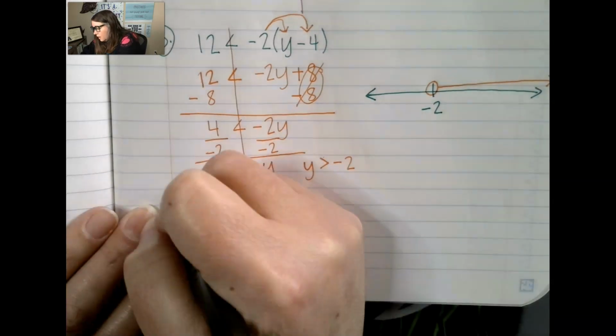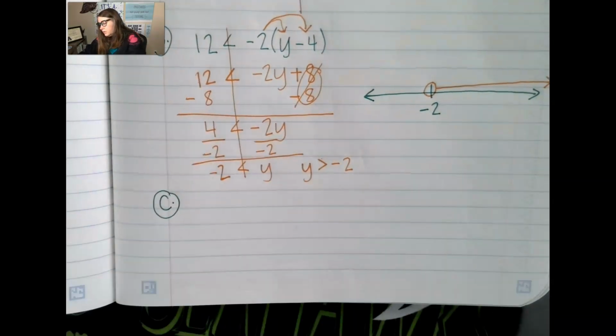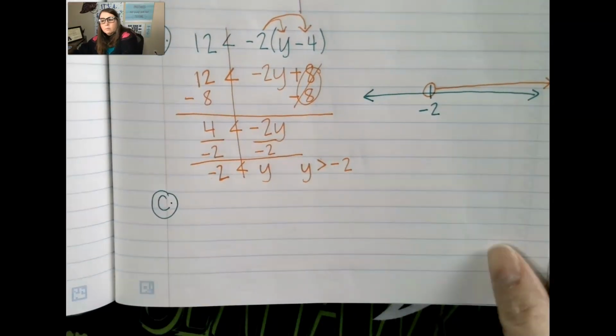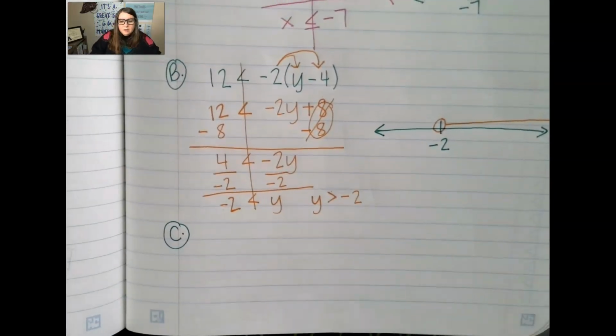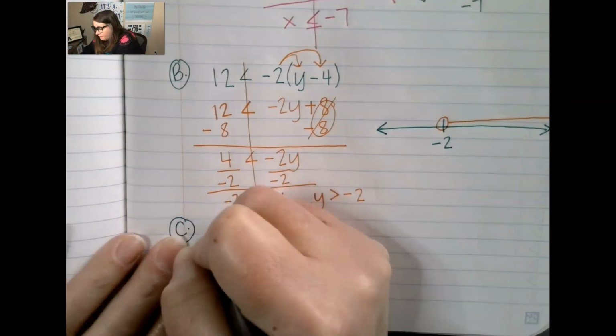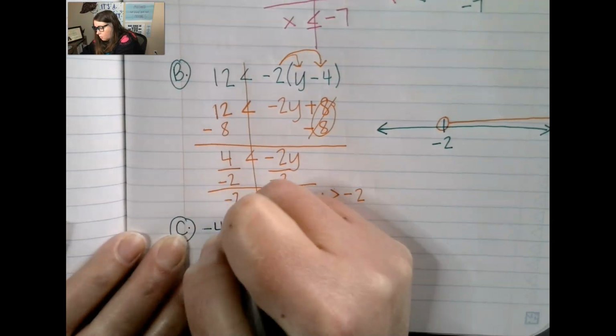Okay, let's do one more example and then we will do some try-its. So one more example here. Hopefully I have enough space. I already wrote that C really big, so we'll see. Okay, we have negative 4y.